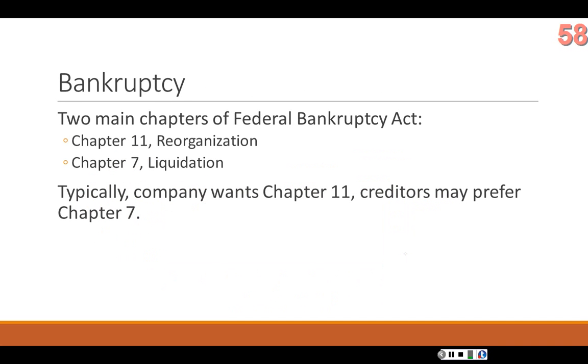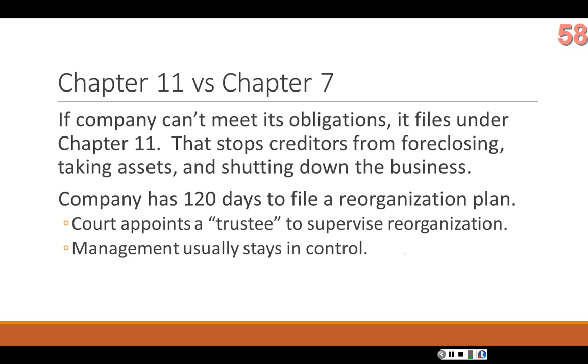The final topic within this chapter is bankruptcy. There are two main types that we're going to look at, Chapter 11 and Chapter 7 bankruptcy. Chapter 11 bankruptcy is simply reorganization, while Chapter 7 bankruptcy requires liquidation. Usually a company wants Chapter 11, but some creditors may prefer Chapter 7 so that they can get some of their money back.